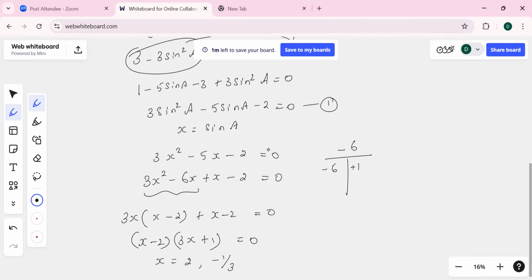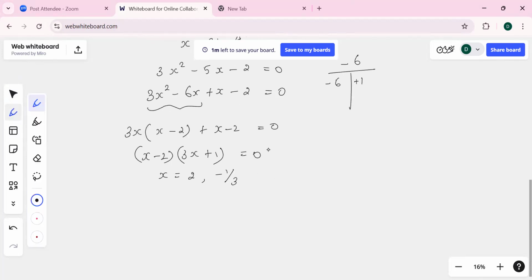What is x? x is sine A. So we can write sine A equals 2 and negative 1 over 3. But we cannot take the sine value as 2, because sine must be between negative 1 and positive 1. So we cannot take this value. Hence, sine A is negative 1 over 3.